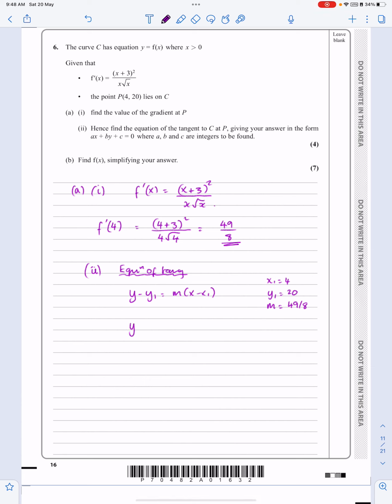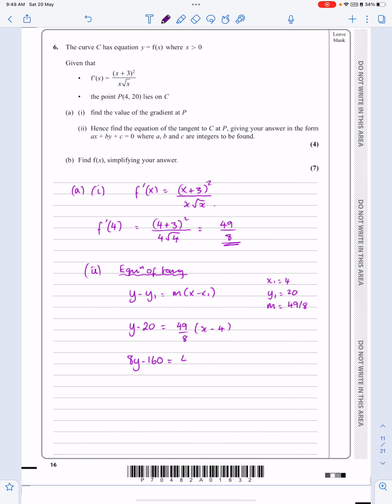So putting all that into the formula, I've got y minus 20 equals 49 over 8, x minus 4. At this stage, don't mess about with this, just multiply that number up. Often we're going to have a fraction there because of tangents and normals and whatever. Try and get into a nice routine that always works here. If I multiply everything by 8, it's not complicated to do that.